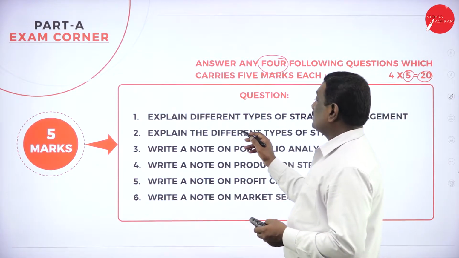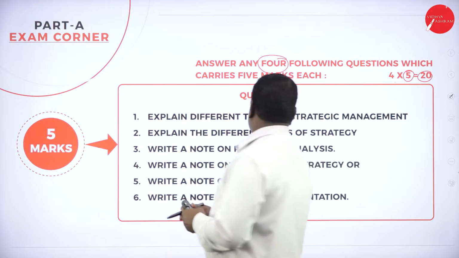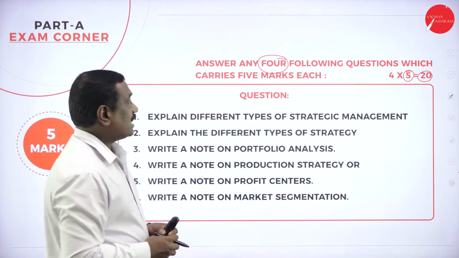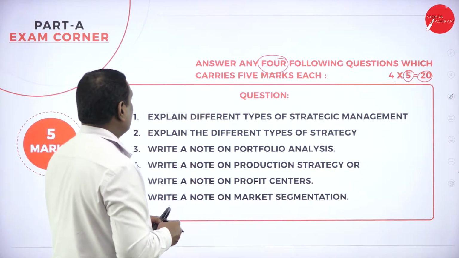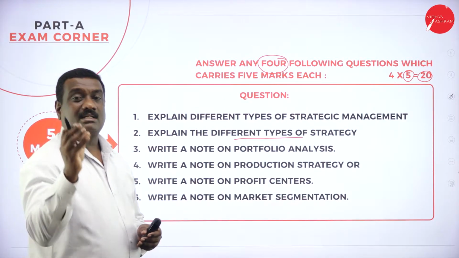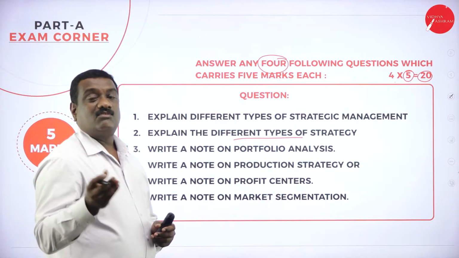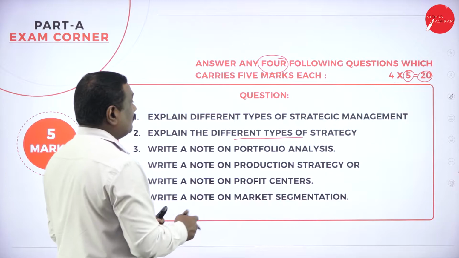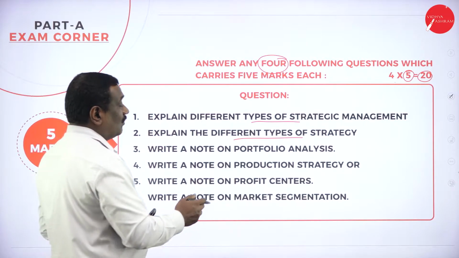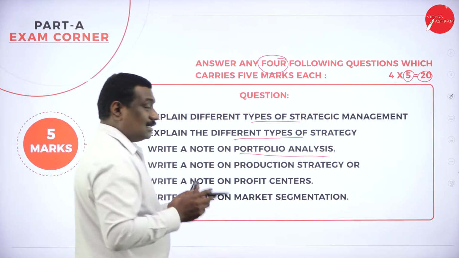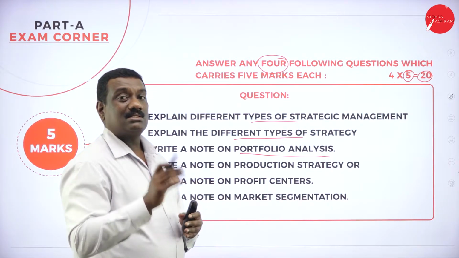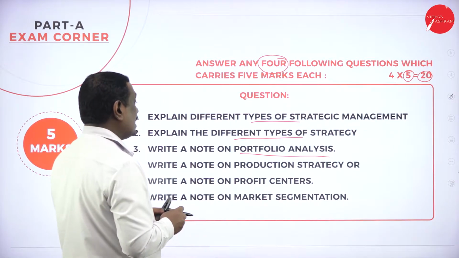So the questions may be like this: explain different types of strategic management. So here you need to explain which are the different types of strategic management. So next is explain the different types of strategy. See, for 5 marks, you just write 5 points and at least 2 to 3 lines. If you explain, surely you will get 5 marks. Then write a note on portfolio analysis. So you need to write a short note related to portfolio analysis. Don't write in brief for 5 marks, a short note regarding portfolio analysis.